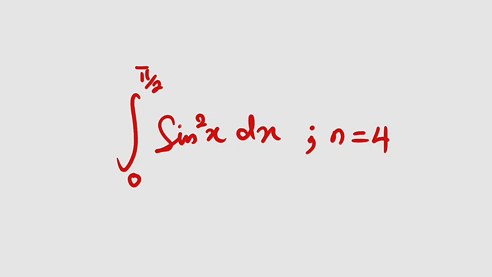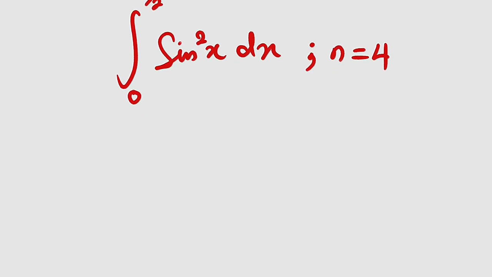Hello, good day viewers. Still on trapezoidal rule, today we are going to evaluate the definite integral of the function sine squared x with respect to x from 0 to pi over 2, and we are given n equal to 4. Remember that n stands for the number of trapezoids inscribed under the curve. Alright, let's get started. As always, we are going to start with the formula.